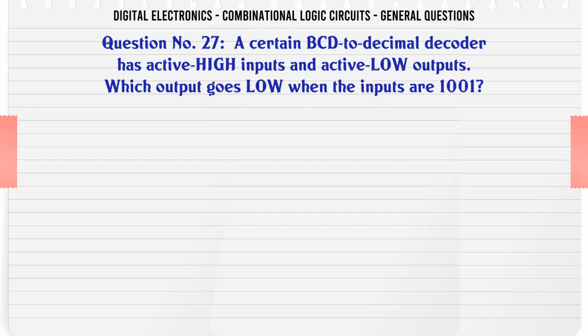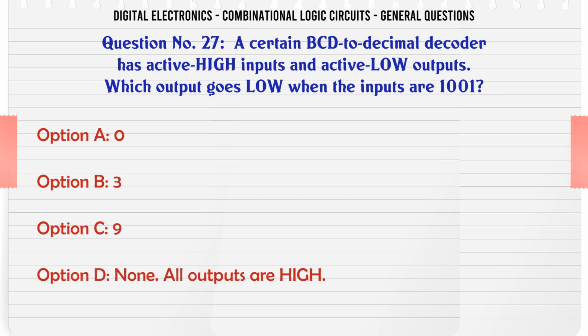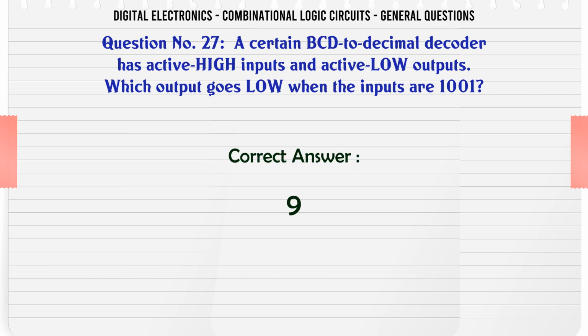A certain BCD to decimal decoder has active high inputs and active low outputs. Which output goes low when the inputs are 1001? A. 0, B. 3, C. 9, D. None, all outputs are high. The correct answer is 9.